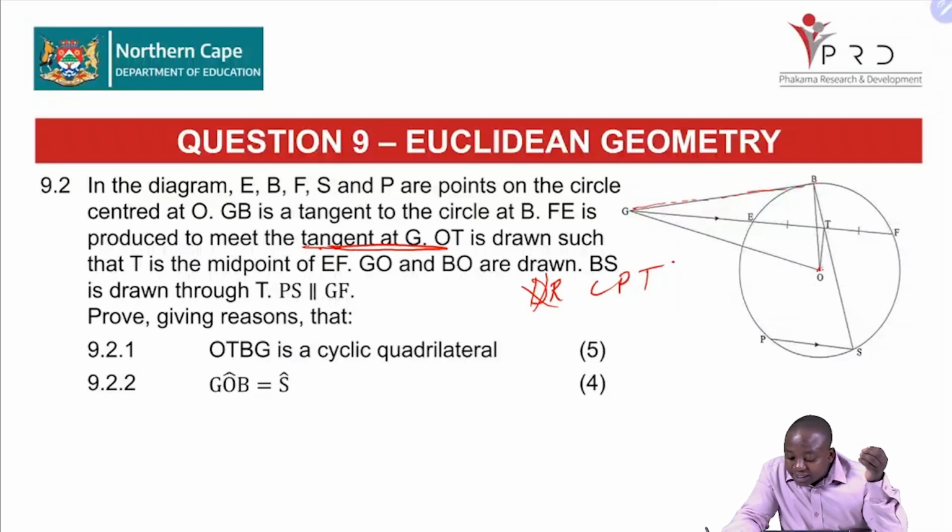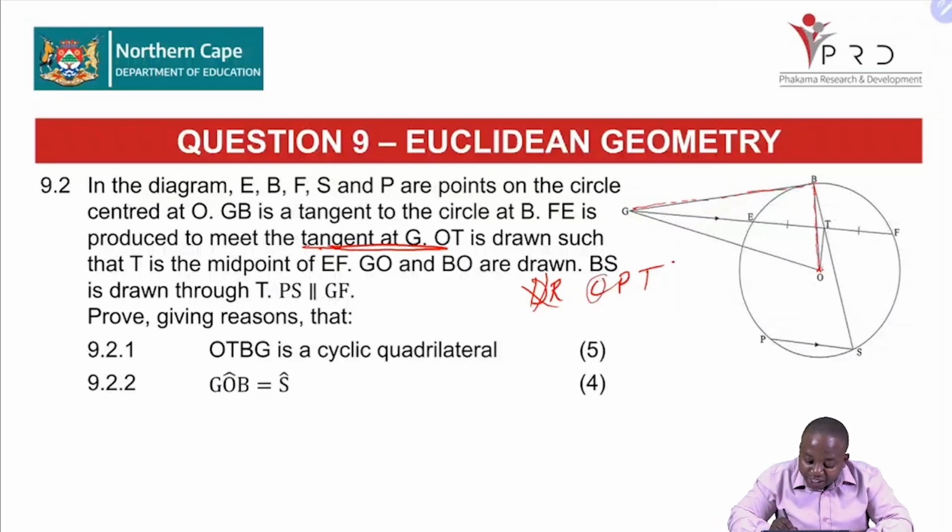Do we have any radii? Do we have any line drawn from the center to the circumference of the circle? Remember, we must be able to see the radii from a line drawn from the center. Let us look at that. Do we have any? Yes, we have a radius. We have our radius BO right there. What else do we have?